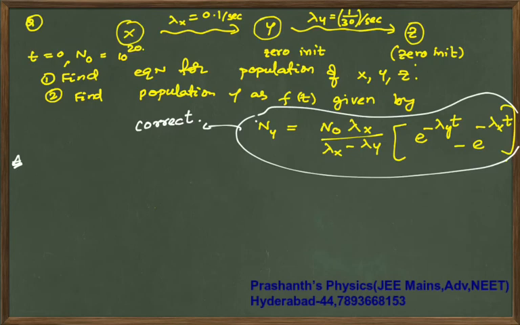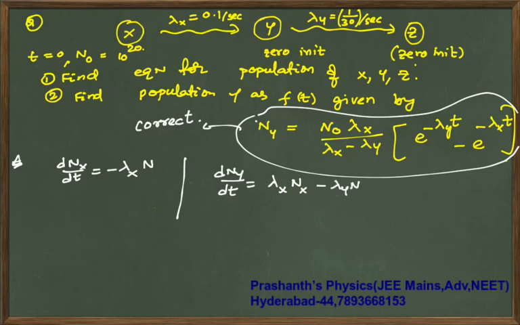Now, the first equation: dNx/dt is minus lambda x into Nx. Initially it is N0. dNy/dt is the rate of formation, lambda x into Nx, minus lambda y into Ny. dNz/dt is minus lambda z into Nz. Okay, right?